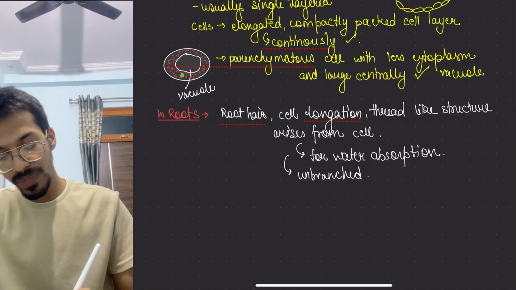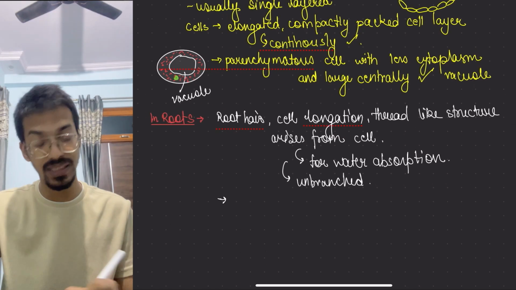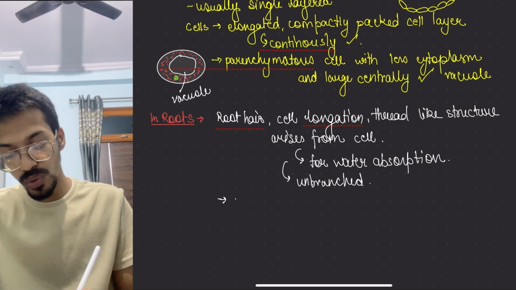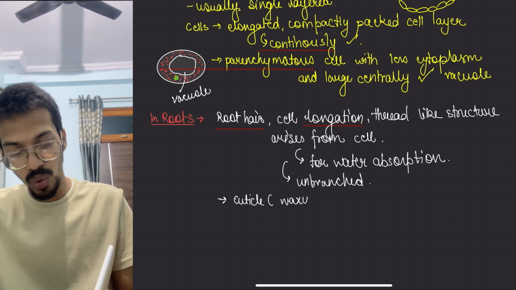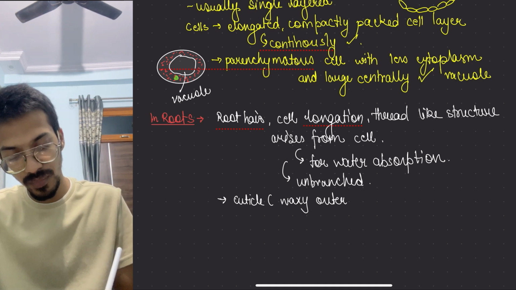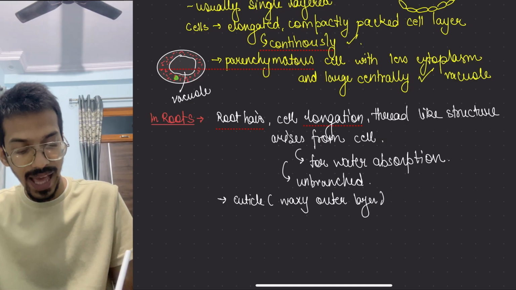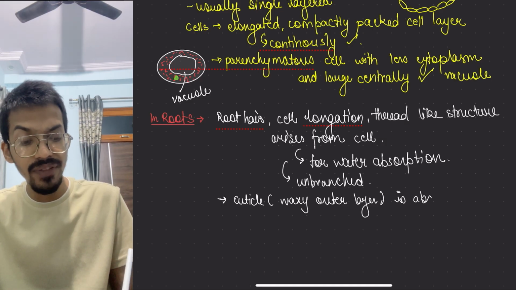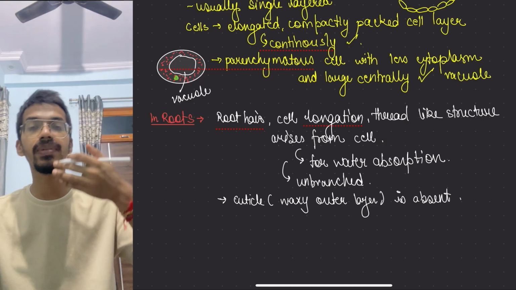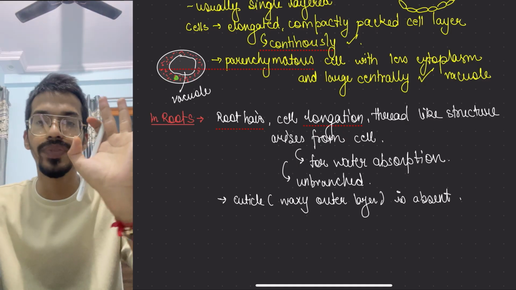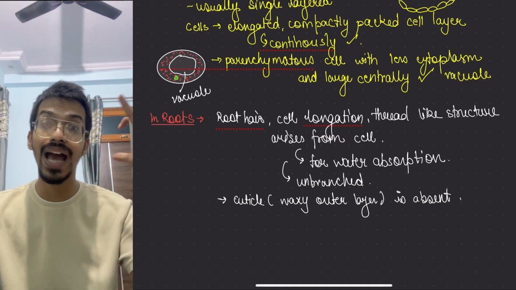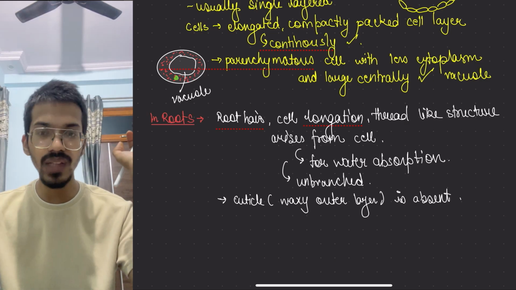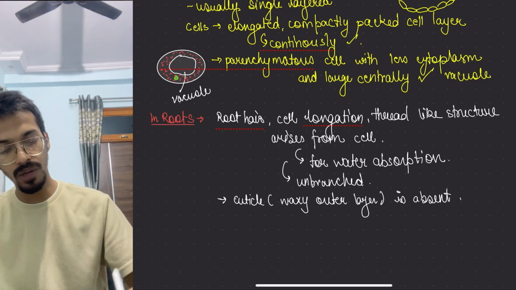So we're going to remember that the root epidermal cells, the cuticle, that is the waxy outer layer, is absent. Why is it absent? Because if it were present, would they be able to absorb water? No, they wouldn't be able to absorb water. That's the reason it is absent over here. Understood? This is all about the roots.